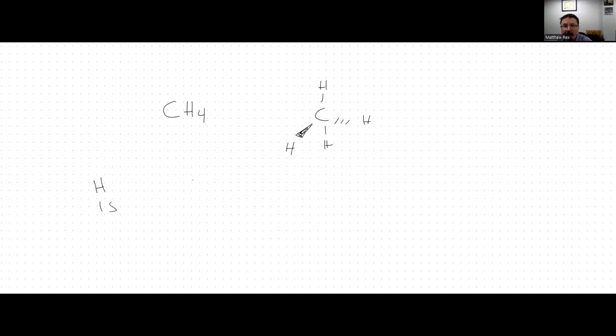And then that carbon has to hybridize and give me 4 sp3 orbitals. So what I'm going to get is overlap from the 1s orbital in hydrogen to the sp3 orbital in carbon to form those sigma bonds.